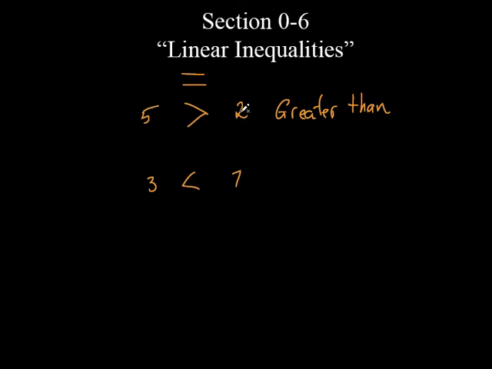5 is greater than 2. 2 is less than 5. 3 is less than 7. 7 is greater than 3. But for the most part, we're going to read it left to right, and so we'll call that symbol the less than symbol.